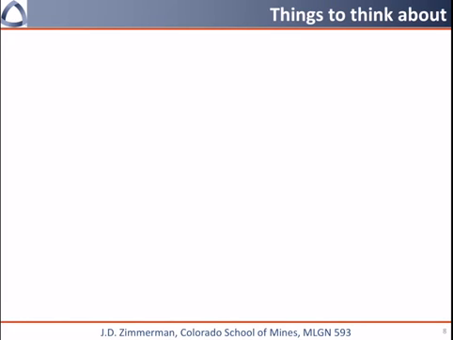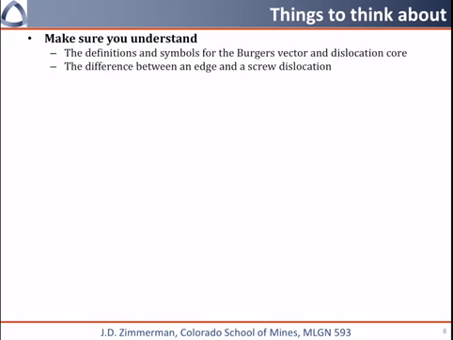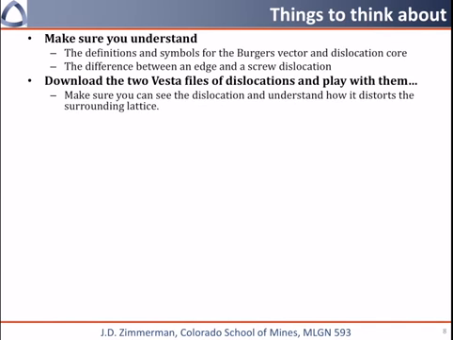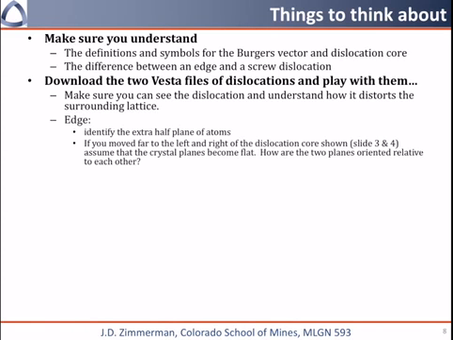And now I have a few things I'd like you to think about. First, I want you to make sure you understand the definitions and symbols for Burgers vectors and dislocation cores, and make sure you understand the difference between an edge and a screw dislocation. I want you to download the 2 VESTA files of dislocations and play with them. I want you to make sure you can see where the dislocation is and understand how it distorts the surrounding lattice. For an edge dislocation, I want you to identify the extra half plane of atoms, and if you move far to the left or right of the dislocation core, as I showed on slides 3 and 4 of this presentation, and you assume that the crystal becomes flat, how are those 2 planes oriented relative to each other?